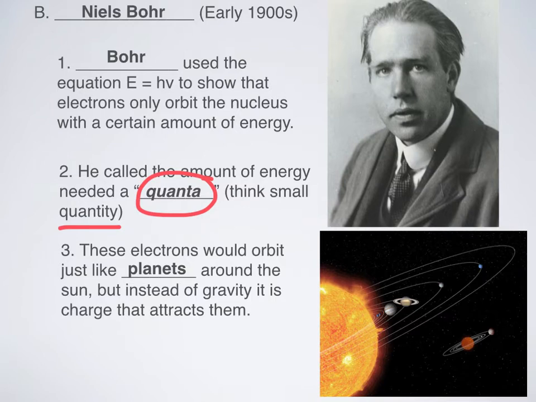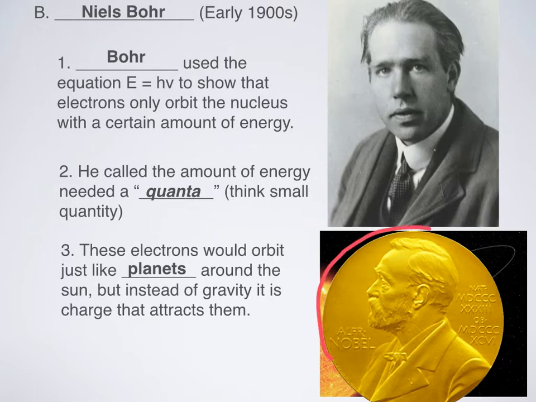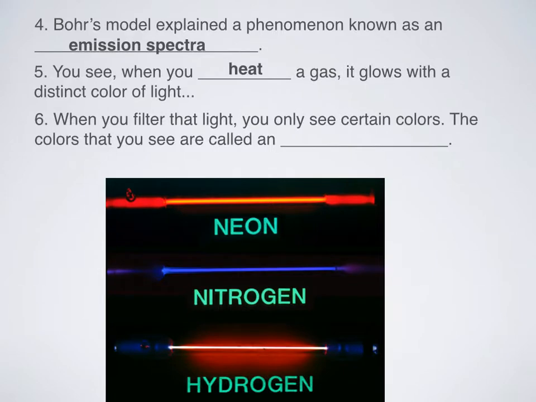So every electron needs a small amount of energy in order to orbit the nucleus. These electrons, like I just said, were just like planets orbiting the sun, but instead of gravity, it was charge that was attracting them to the nucleus. And again, this is Bohr's model of the atom. And in case you're wondering, yes, he did win a Nobel Prize for his interpretation of the atom. So why was his model of the atom at all important?